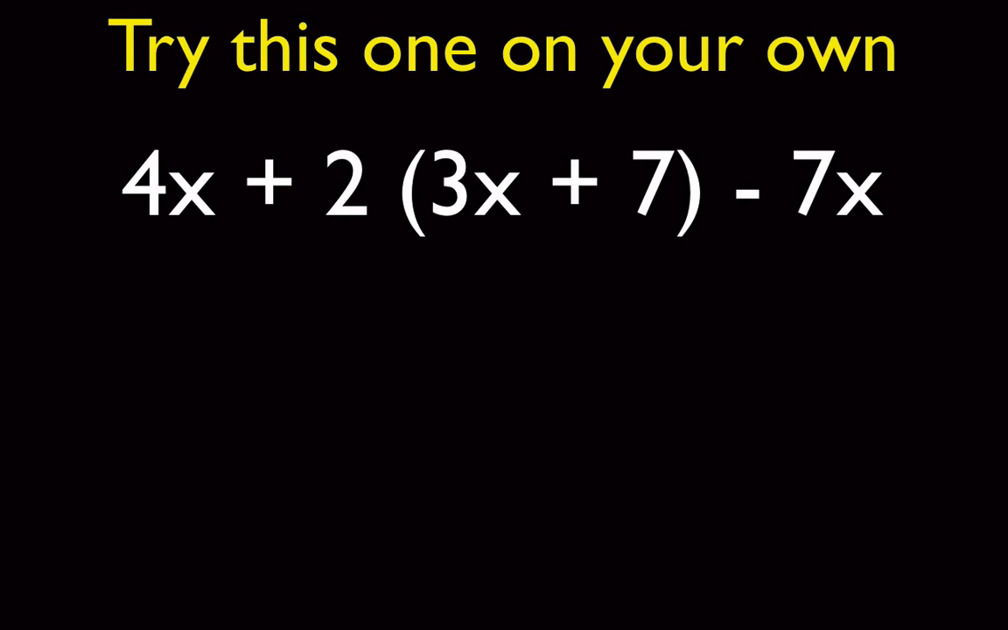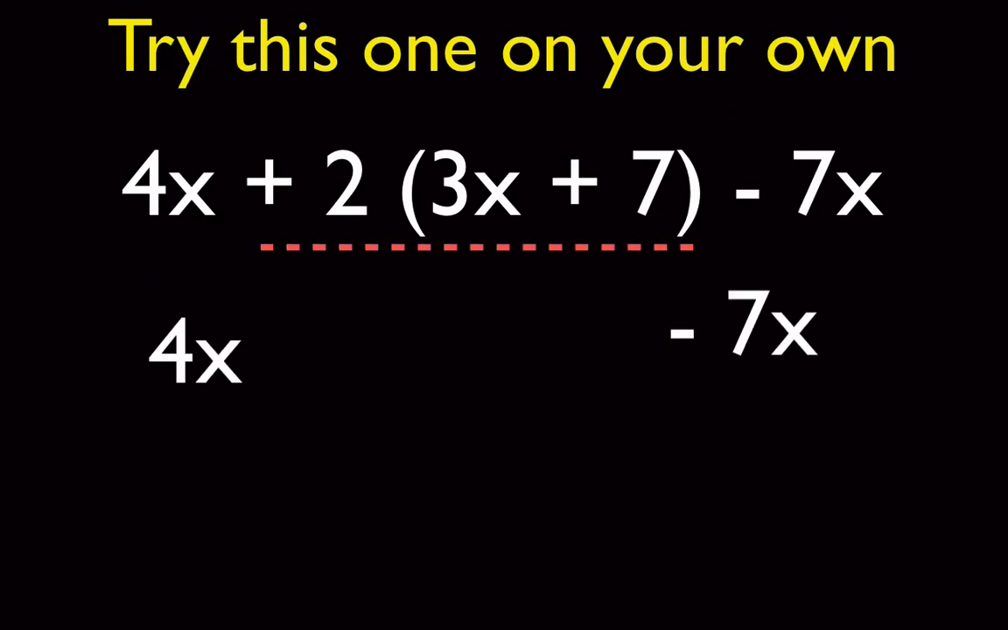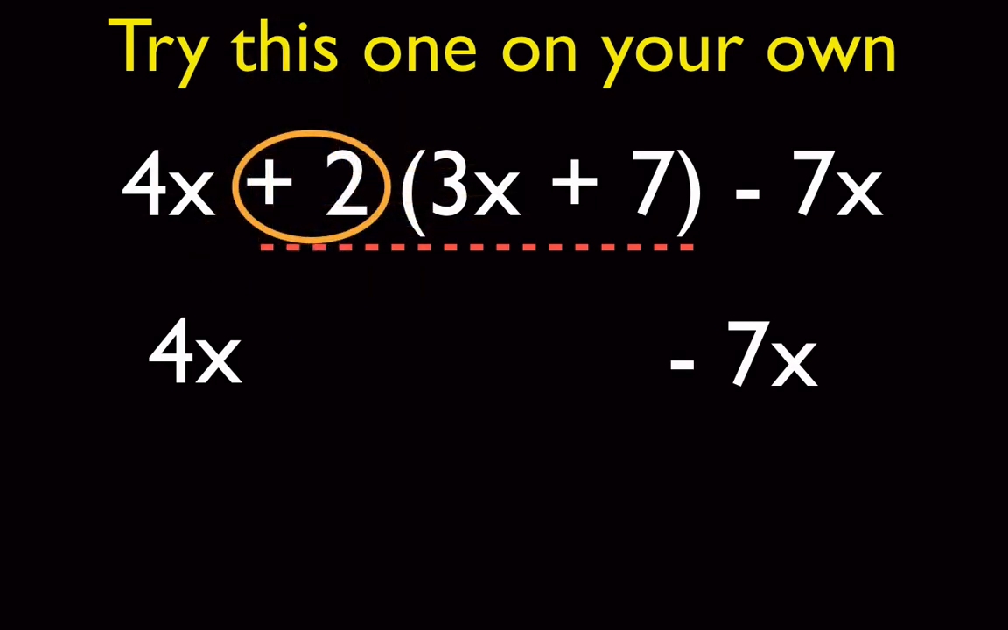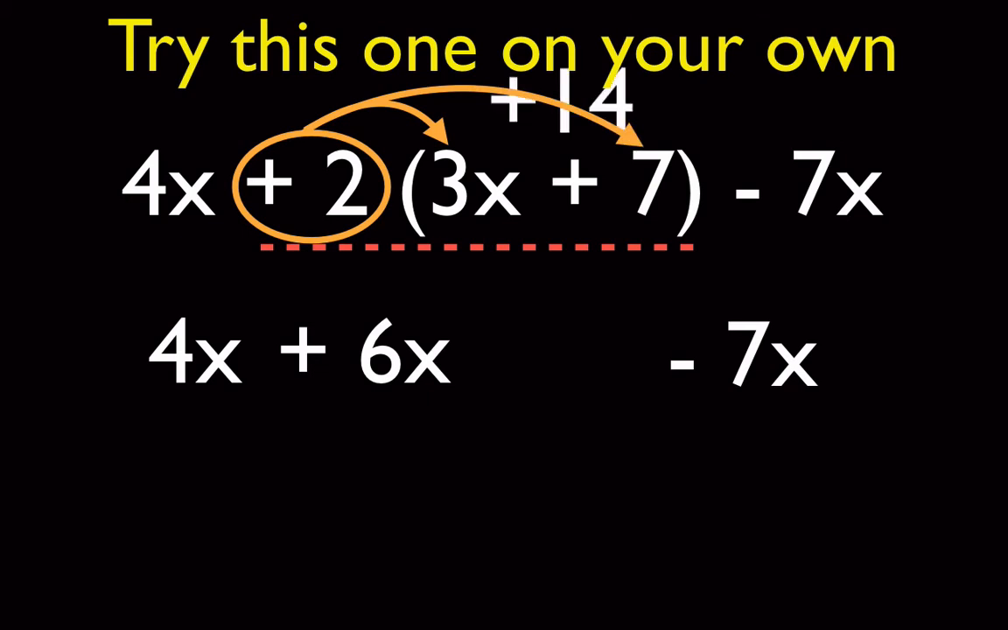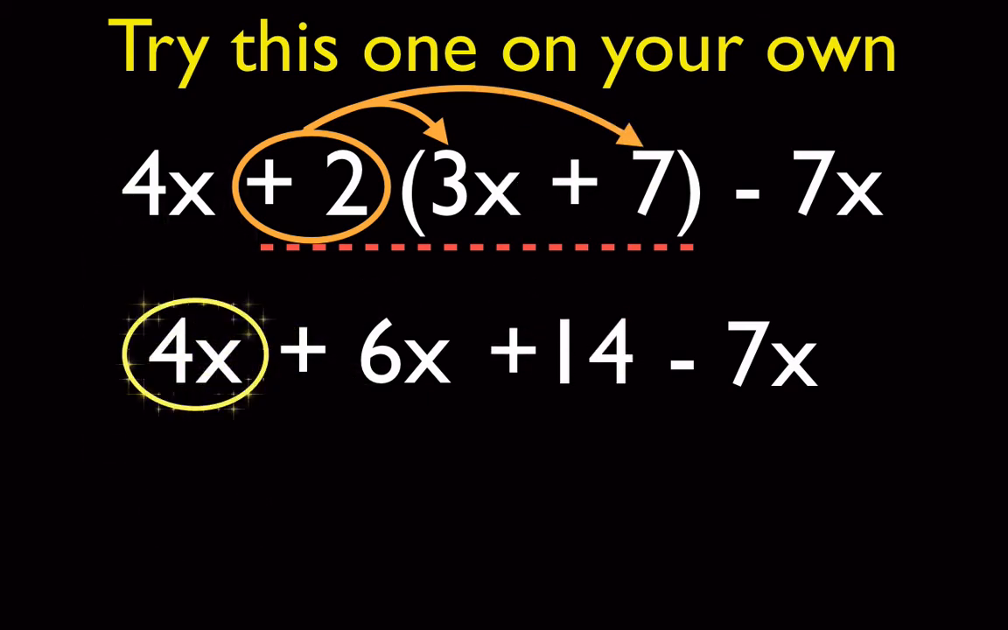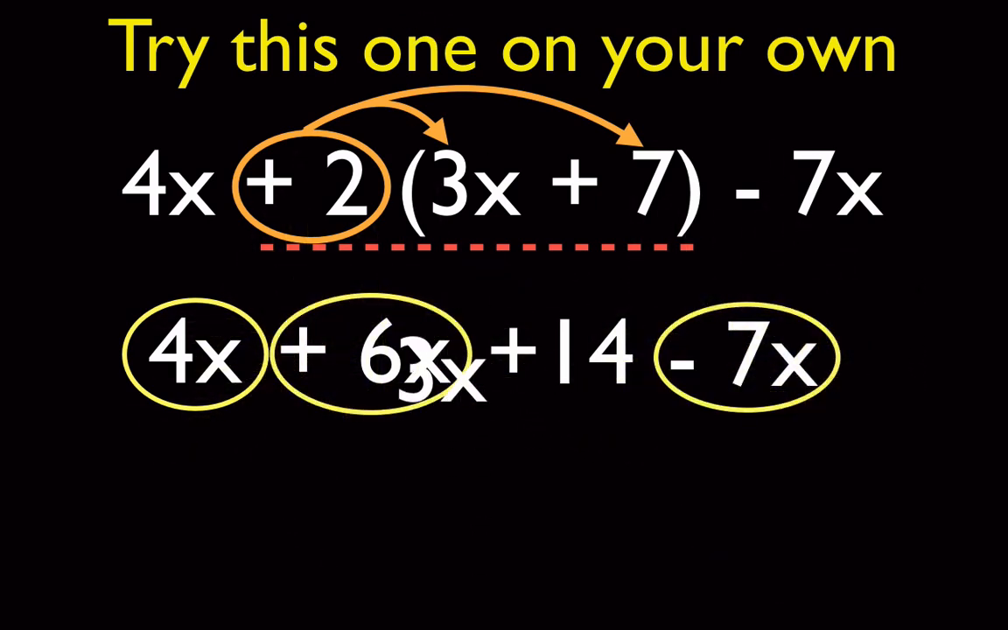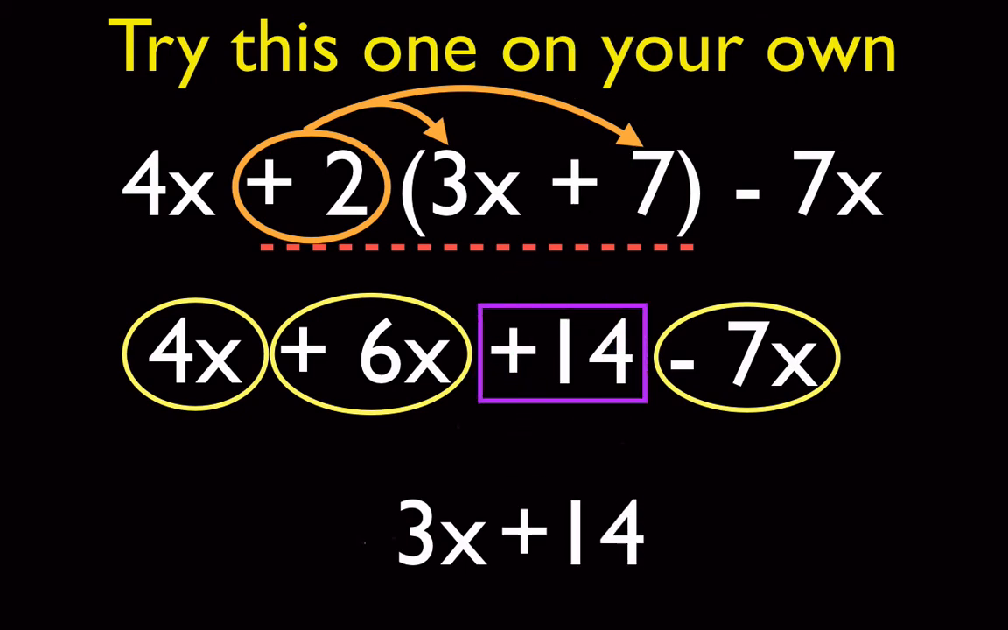Okay, so first thing is always the distributive property. Bring everything else down so you don't forget about it. And we're going to circle the 2 and multiply. 2 times 3 is 6x. 2 times 7 is 14. And now we have a whole bunch of x's to combine. I've got 4 plus 6 is 10. Minus 7 is 3. And the 14 by itself is just left over.